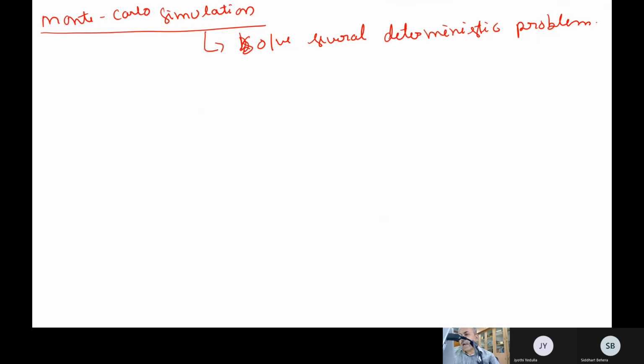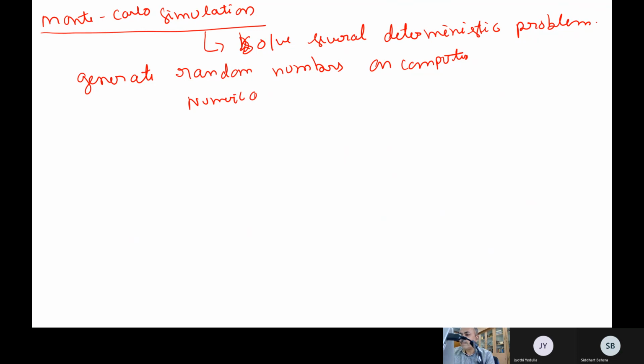Whenever you see any random things, instead of doing one simulation, you generate random numbers on the computer. This is the most popular approach. You generate random numbers on the computer, and then you solve several deterministic problems, and you get the solution from the numbers. That is, you obtain the probabilities numerically, whatever you want, numerically itself.